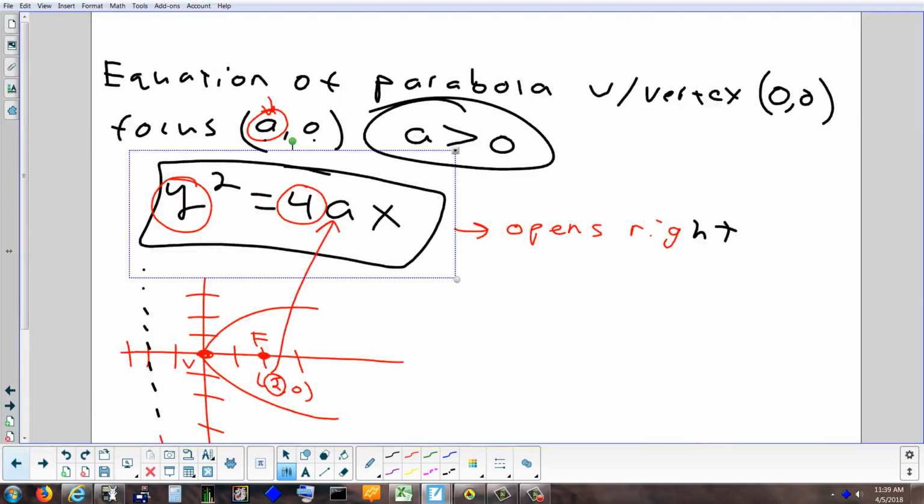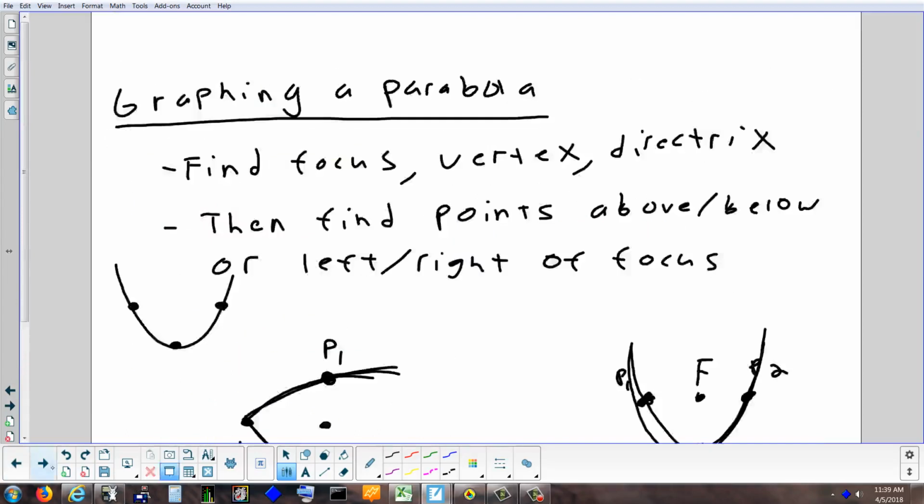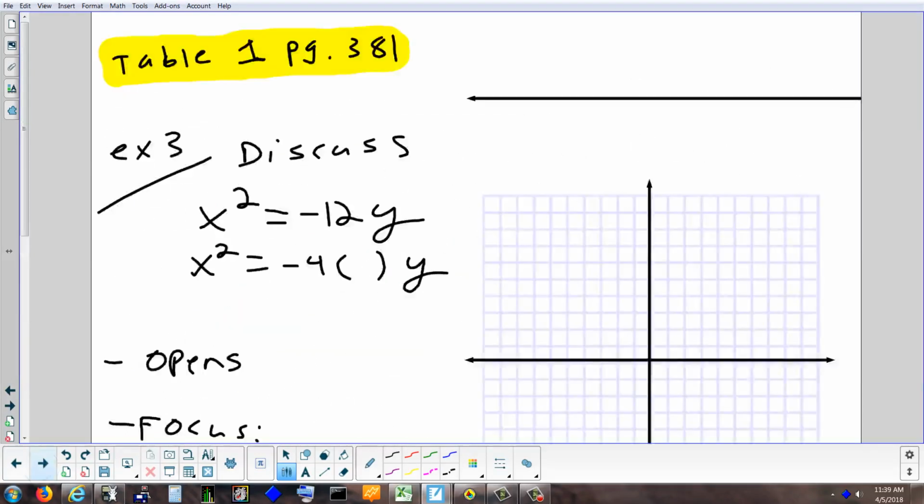A is never negative. Okay, A is always a positive number. So the negative does not go with A. It goes with the 4. A is going to be right there. Okay. So what's A in this case? 3.